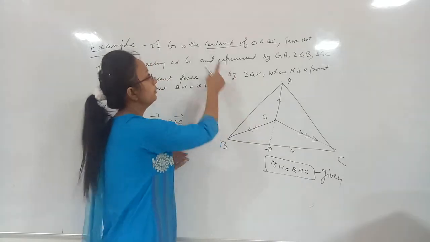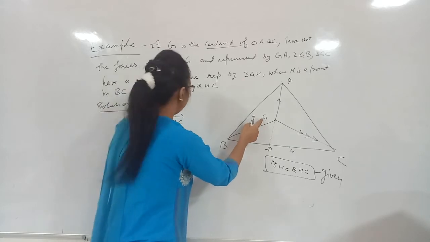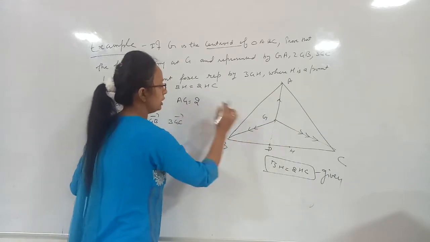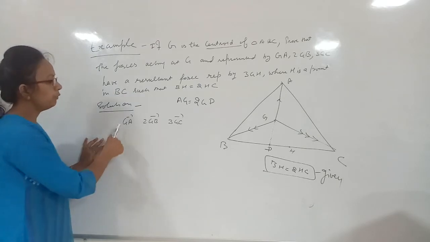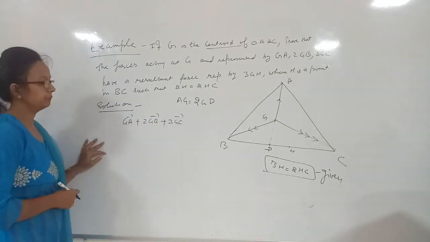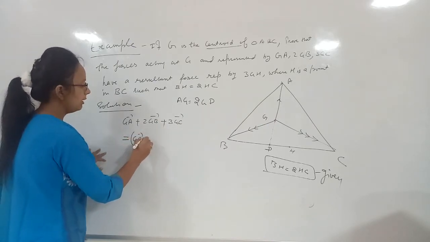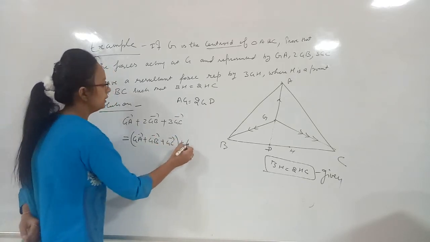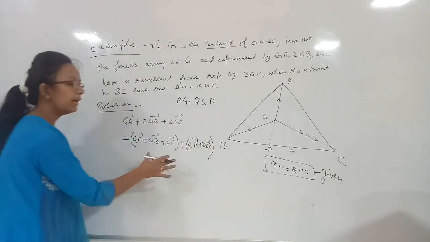Now G is the centroid. So what is the result of centroid? AG, this upper part, is 2 times GD, this lower part. This is the result of centroid. We will use this result. Now we have to find the resultant of these 3 forces. So let us do their sum. We can write these forces as GA plus GB plus GC plus, arranging these terms in a new way, GB plus 2 times GC. So we can write it like this also.